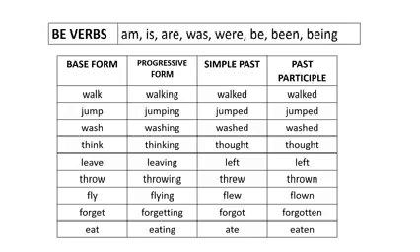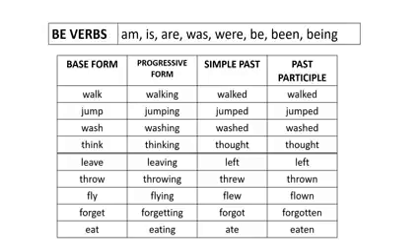Again, another example is live. Progressive form is living. Simple past is left. Past participle is left. But there are also other irregular verbs that change the spelling in the simple past and in the past participle. Okay, we have here the verb throw. Progressive form is throwing. Simple past is threw. Past participle is thrown. Same with the verb fly. Flying, flew, flown.